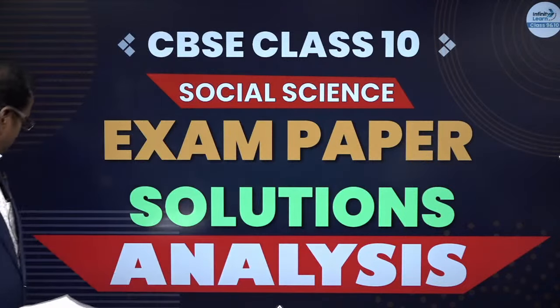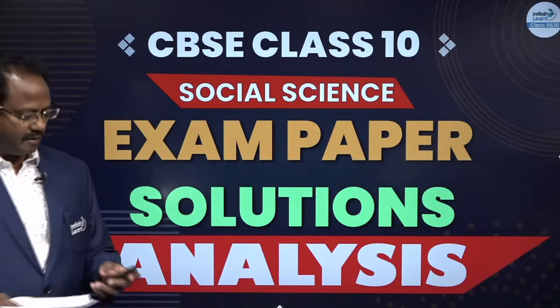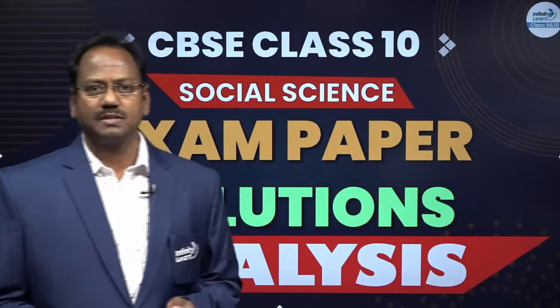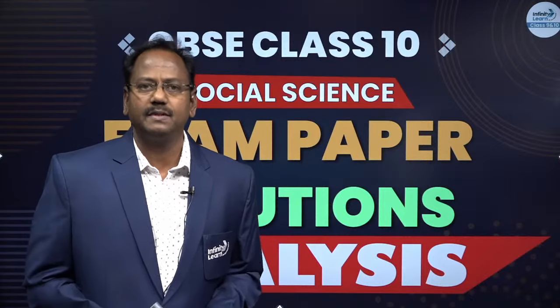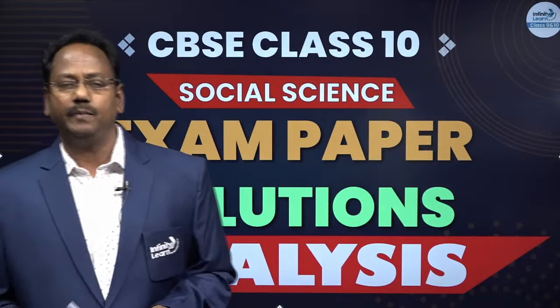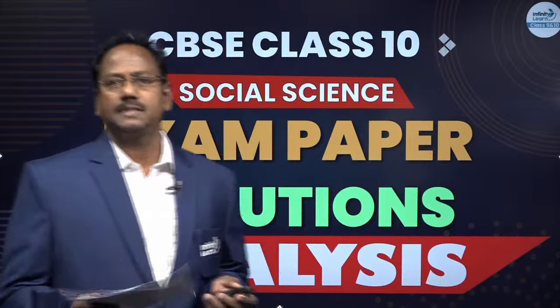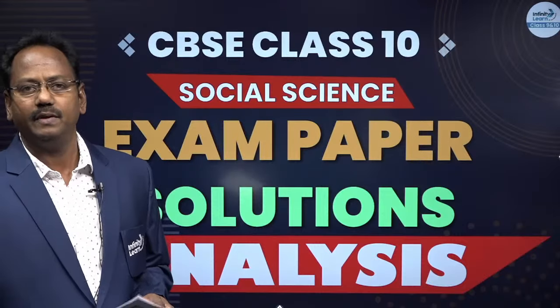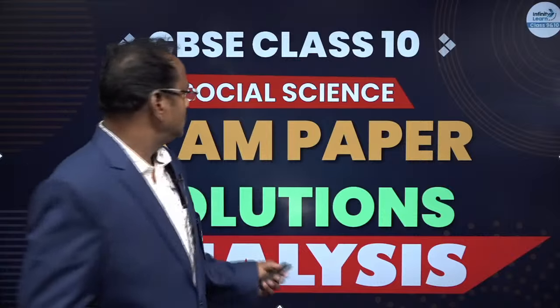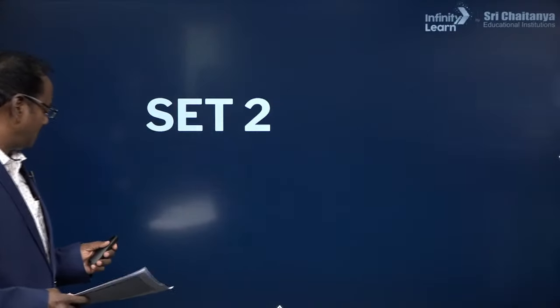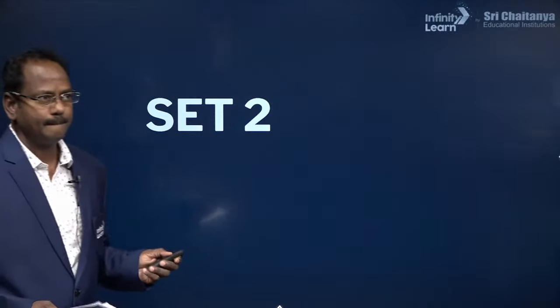The social science question paper is for 80 marks, in which we have 37 questions in all, in sections A, B, C, D, E. The first section is of 20 MCQs, so that we can check ourselves.